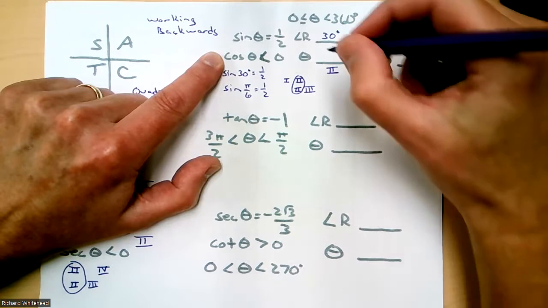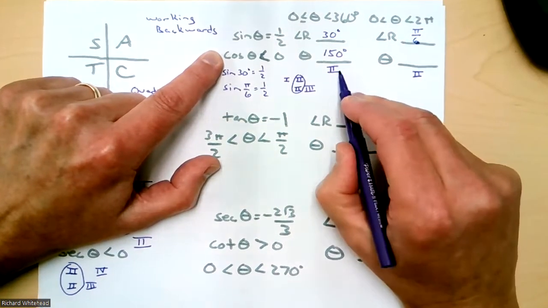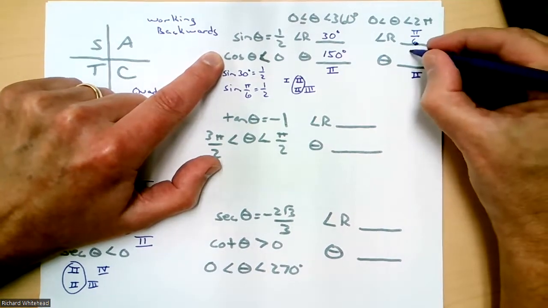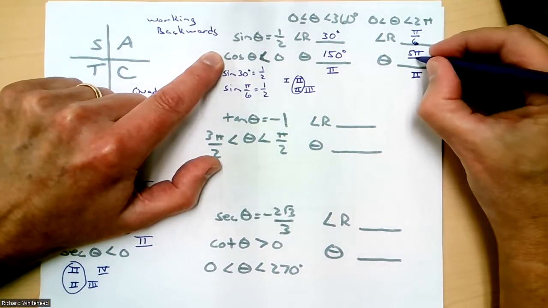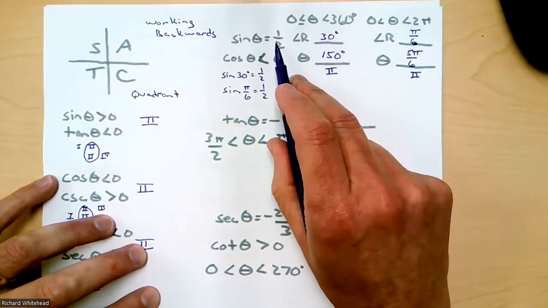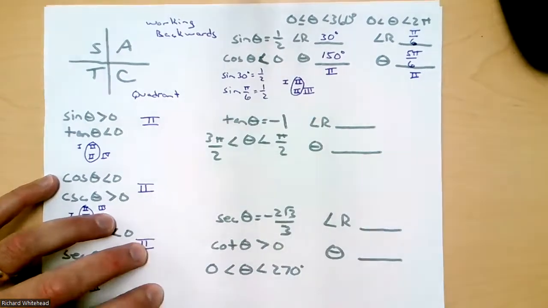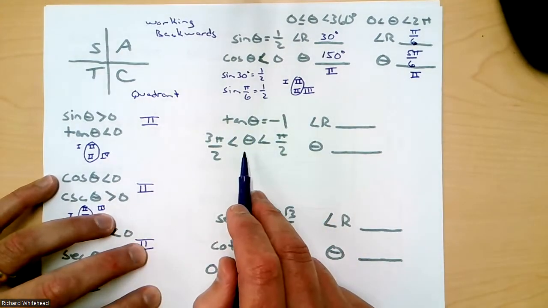So hopefully at this point you're saying, oh, that's easy. Reference angle of 30 in the second quadrant is 150. Reference angle of pi over 6 in the second quadrant is 5 pi over 6. So we had to identify the reference angle based on that information, and then the actual angle thetas that fit those conditions. And then they get weirder naturally.